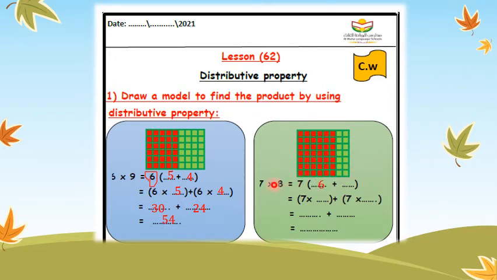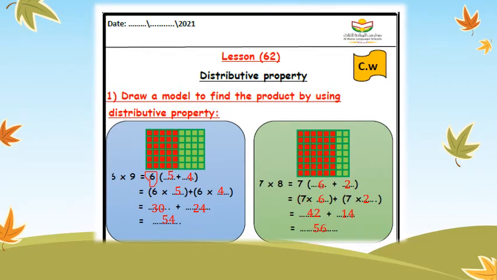Here we have 6 times 8, so we divided this 8 into 6 and 2. Now we distribute the 7, so 7 times 6 and 7 times 2. Now 7 times 6 is what? 42. 7 times 2 is 14. Now 42 and 14, we add the ones. 4 plus 2 is 6, and 1 plus 4 is 5, so it's 56.